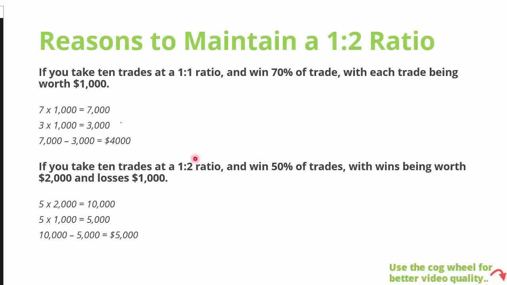at a 1 to 1 ratio. So, this is a reason to maintain a 1 to 2 risk to reward ratio, because even if you lose more trades, you'll be making more profit than 1 to 1.